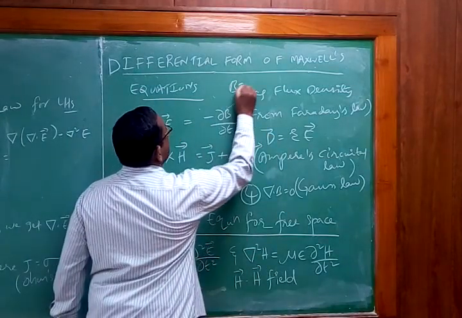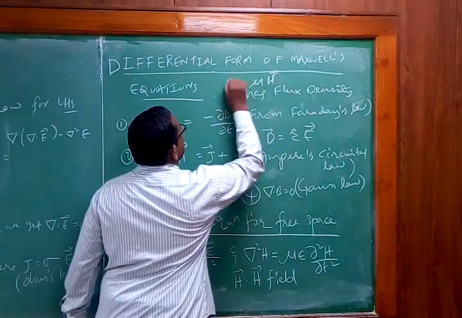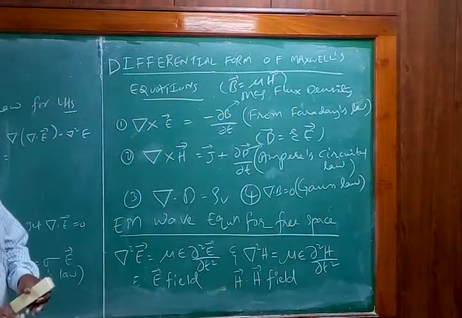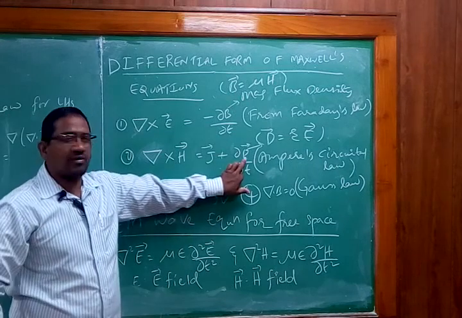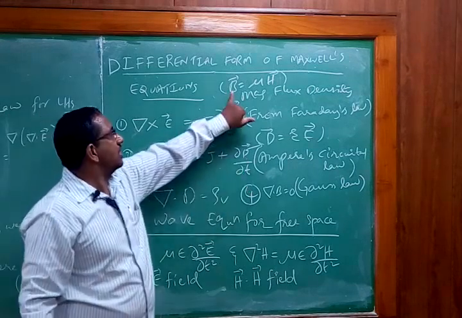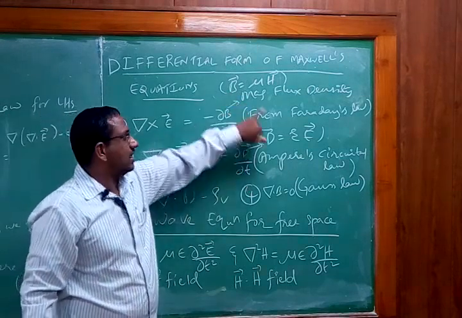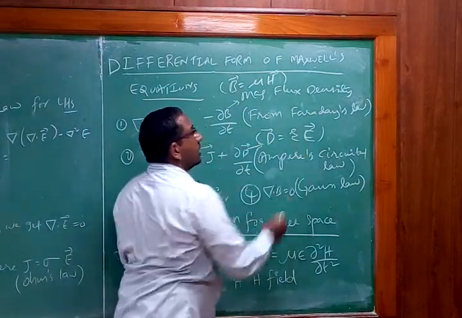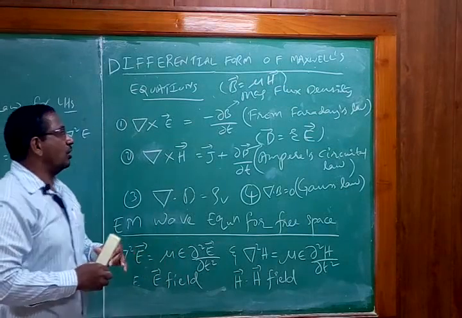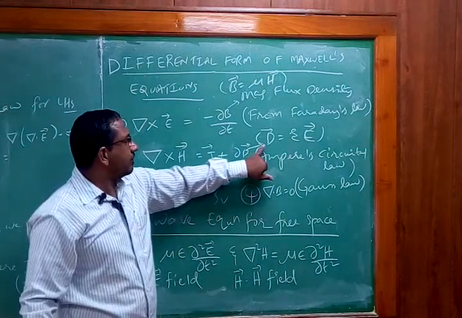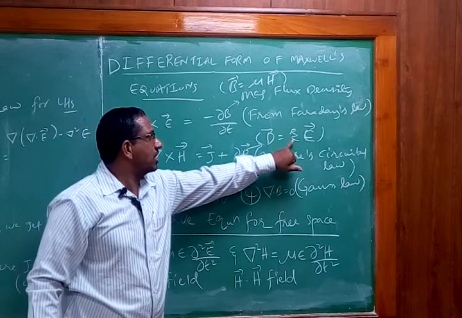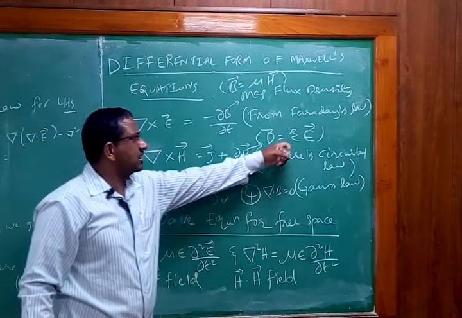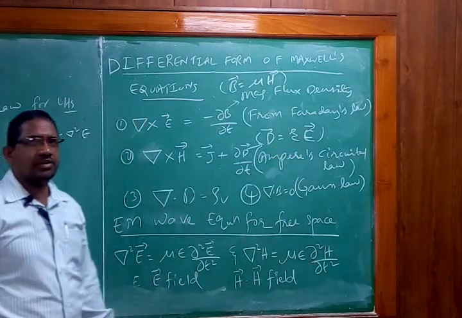Here B is equal to mu H. These are the relations which we should know compulsorily. D is electric flux density, B is magnetic flux density, and E and H are simply the electric and magnetic field intensities. The electric flux density is equal to epsilon times E, where epsilon is the permittivity of free space.